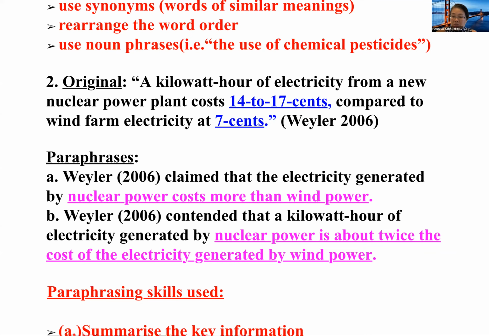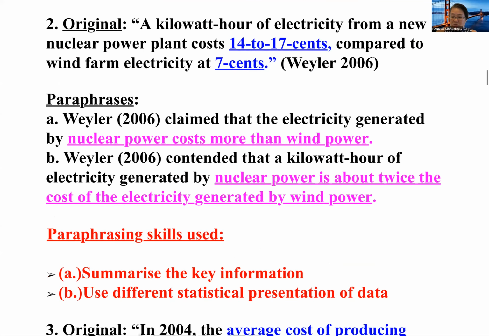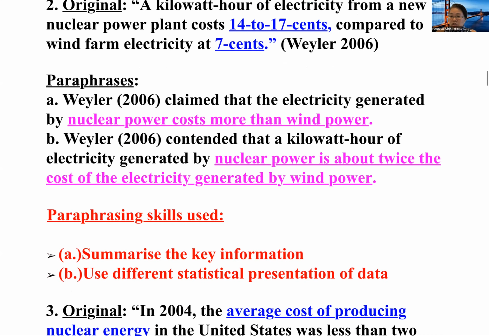Okay, now, so what the paraphrasing skills used here are A, for example, the first one, definitely adjust the key information. You don't have to mention about the numbers, but just the general idea is that one item is more expensive than the others. Right? And the second one, of course, like I said, different statistical representation. Instead of using the real figures, you could just talk about double the figures, all right?